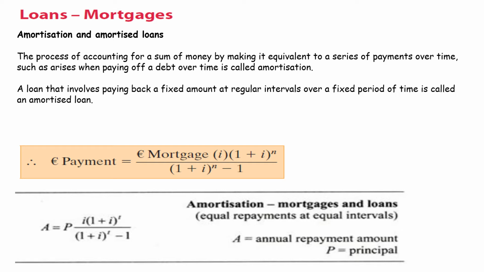The process of accounting for a sum of money by making it equivalent to a series of payments over time, such as arises when paying off a debt, like a loan over time, is called amortization. A loan that involves paying back a fixed amount at fixed regular intervals over a fixed period of time is called an amortized loan. So here we have two formulas.